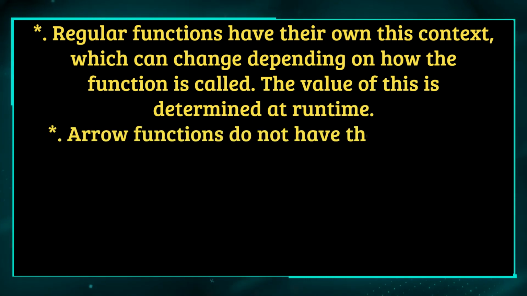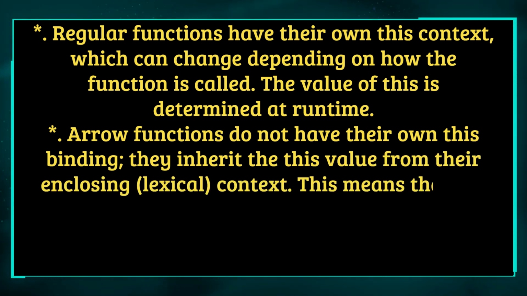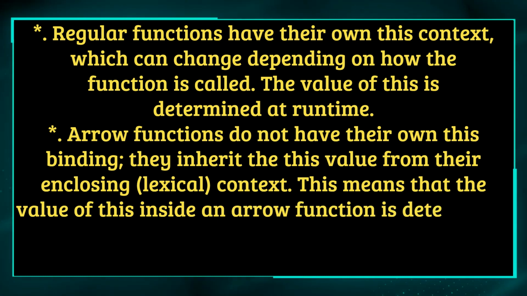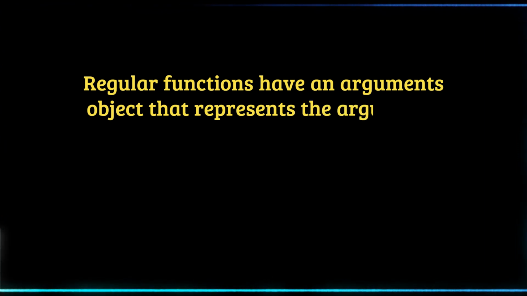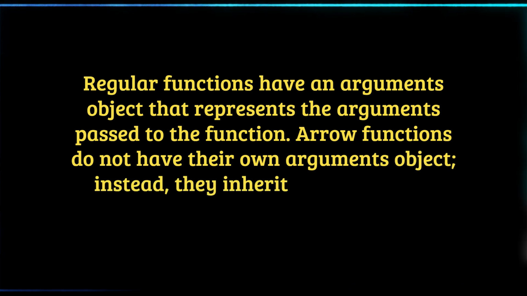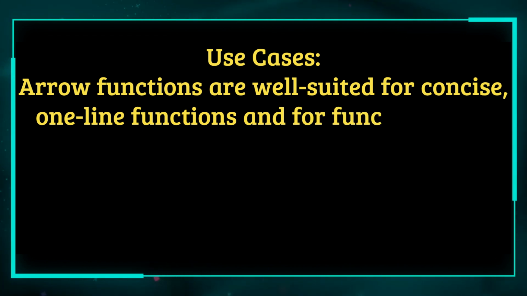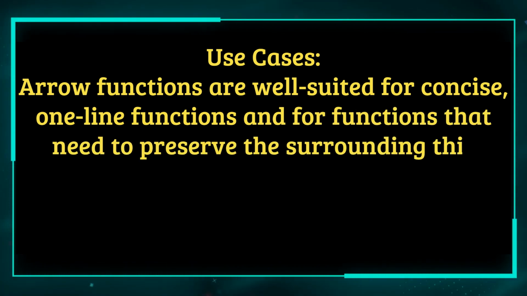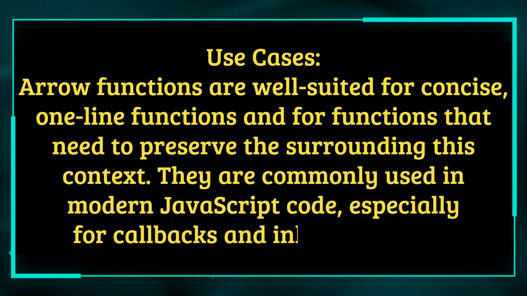Arrow functions do not have their own this binding, they inherit the this value from their enclosing or lexical context. This means that the value of this inside an arrow function is determined by the surrounding code and is fixed when the function is created. Regular functions have an arguments object that represents the arguments passed to the function. Arrow functions do not have their own arguments object, instead, they inherit the arguments from their enclosing function. Use cases. Arrow functions are well suited for concise, one-line functions and for functions that need to preserve the surrounding this context. They are commonly used in modern JavaScript code, especially for callbacks and inline functions.